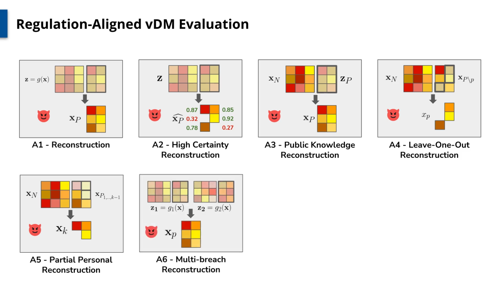Our A6 multi-breach scenario models the case where an adversary has access to data under multiple generalizations, which for example can happen when a data collector switches their generalization after some time.